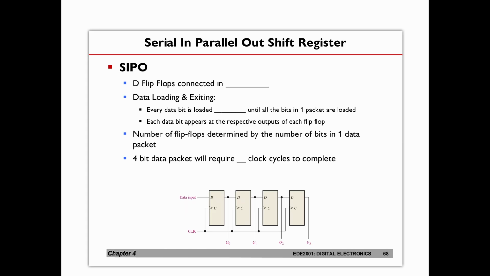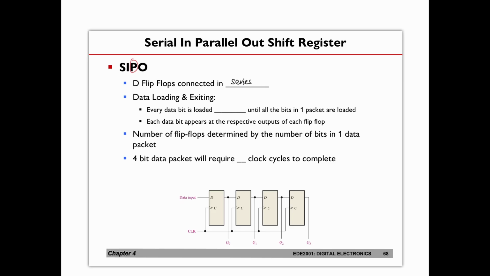Now the next shift register that we are going to talk about is the serial in parallel out shift register. Again, these flip-flops are going to be connected in series. This is for the serial in, because we are loading in the data bit by bit. But what do we want? We want this time round to be a parallel output.